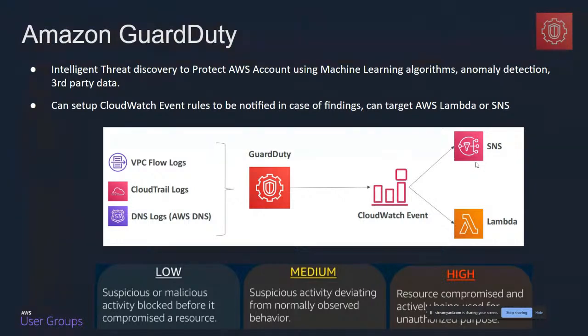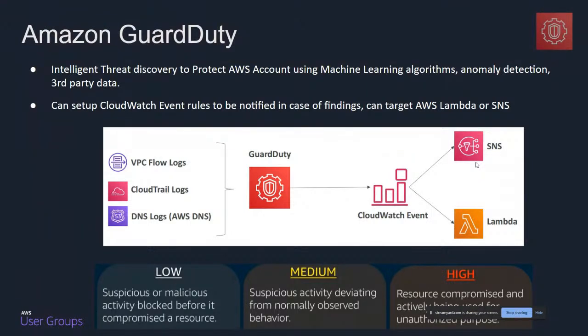Now, as you can see, VPC flow logs and DNS are more networky types of logs, right? By CloudTrail. So, let me give you an example. Let's say someone has gained remote access of your EC2 instance, and now they are using that EC2 instance to make calls to another remote location, right?